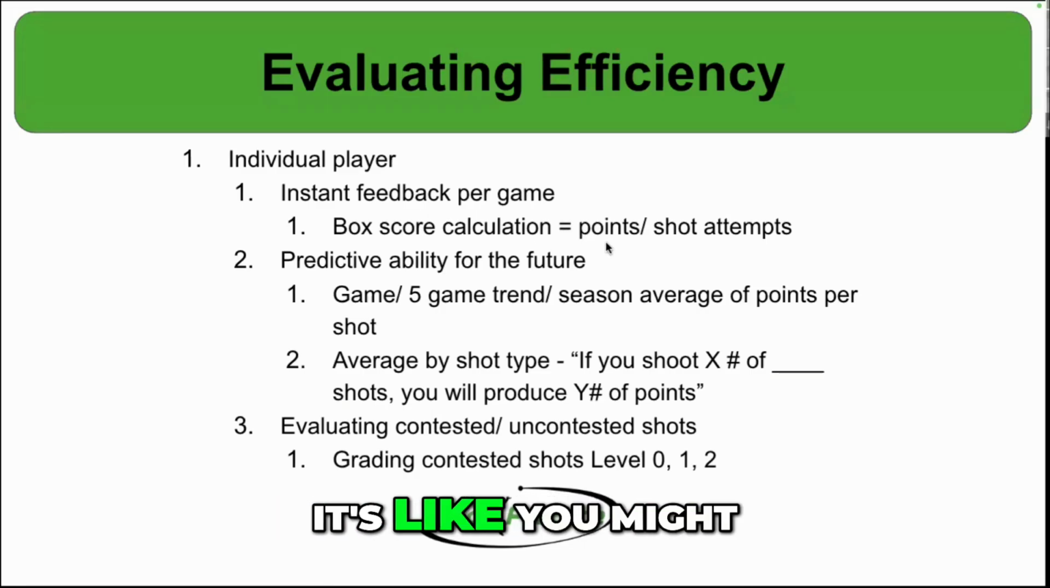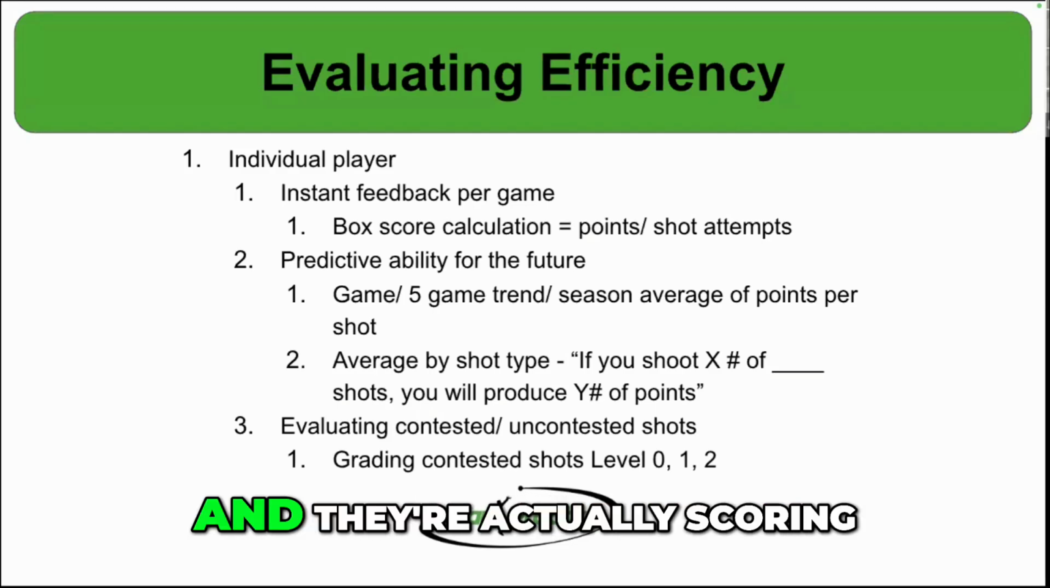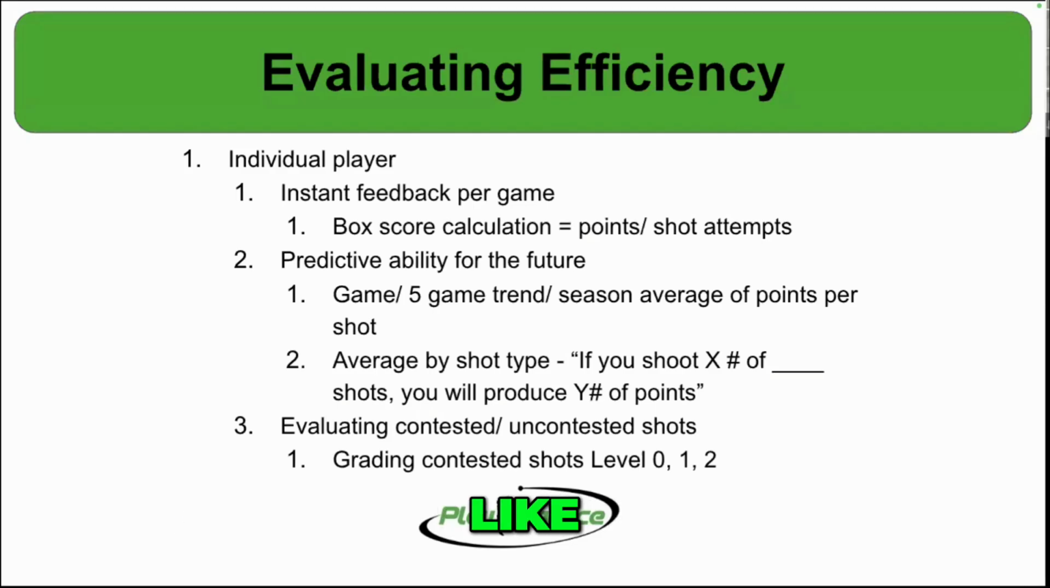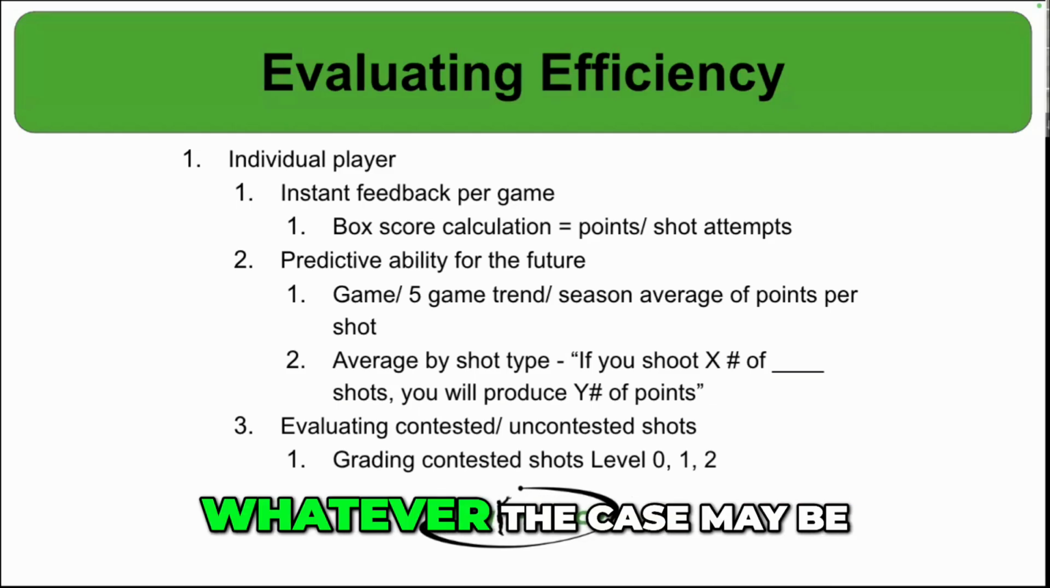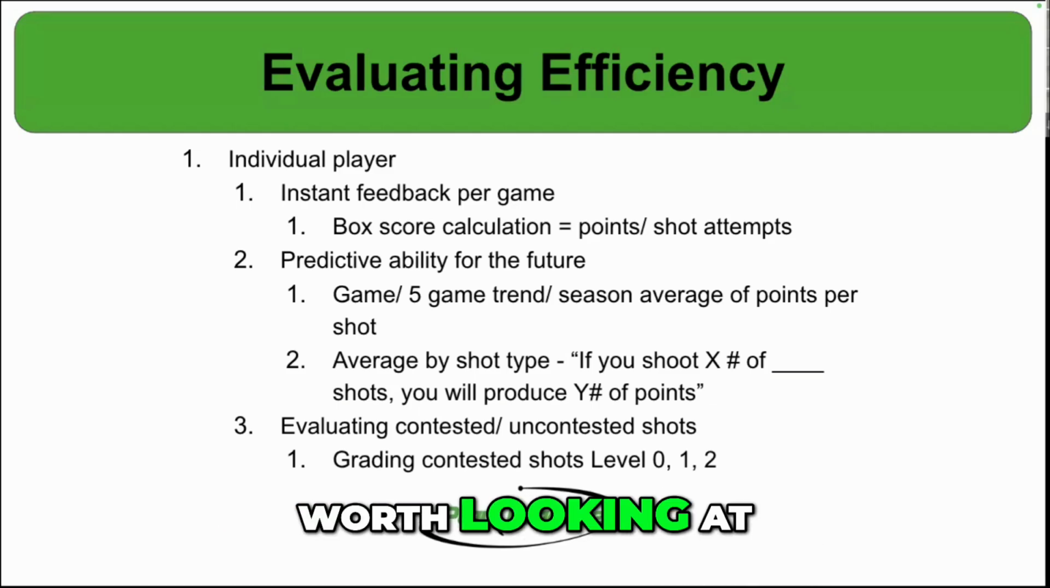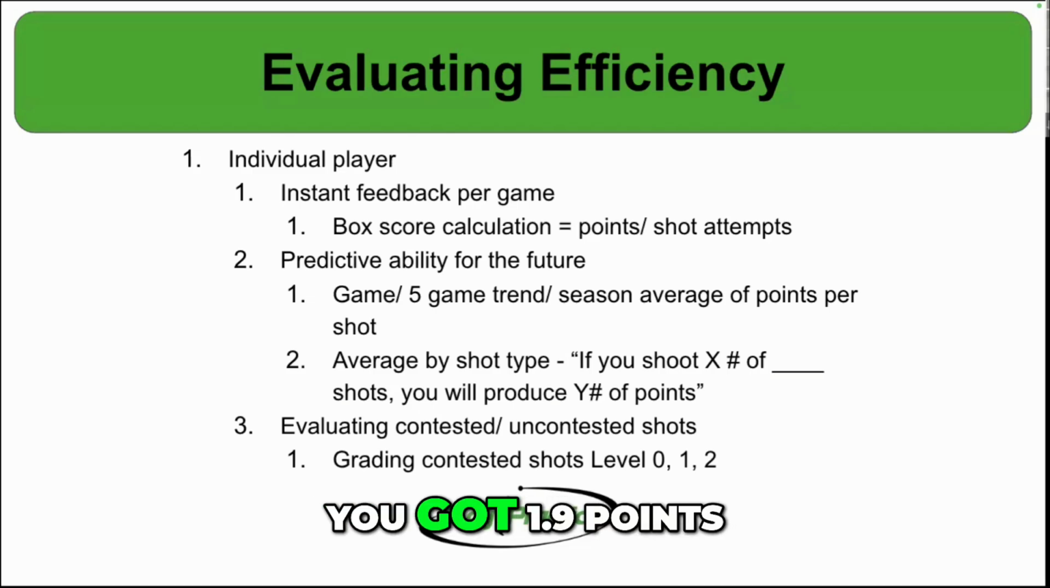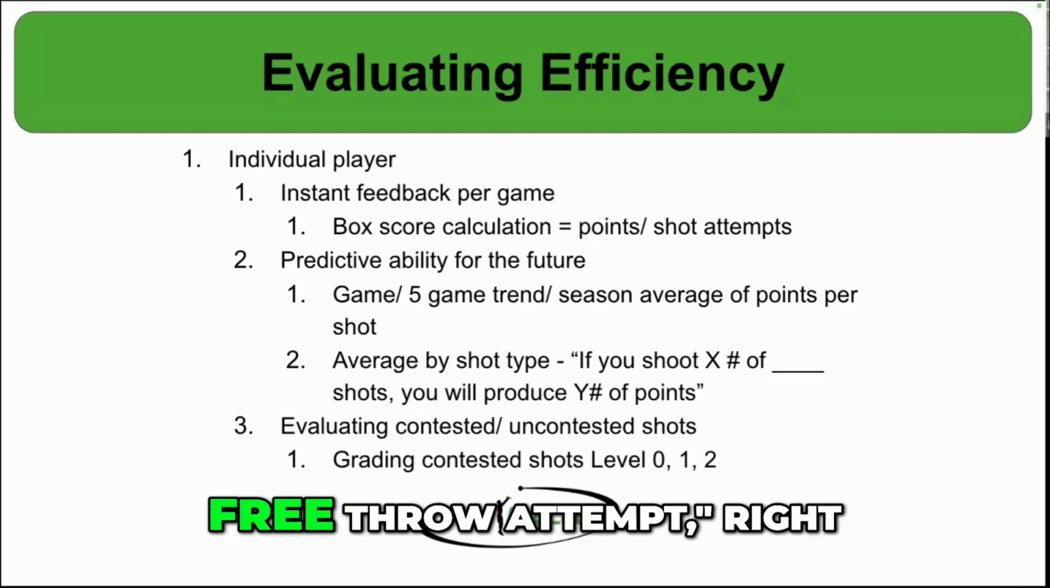Or it can go the other way. You might have someone you see as a weaker, less skilled player, and they're actually scoring every time they take a shot. Maybe it's the post guy on a putback rebound, whatever the case may be, but it's worth looking at. Hey, you got 1.9 points per shot today on your three putback layups, and maybe one of them got fouled and you had a free throw attempt.